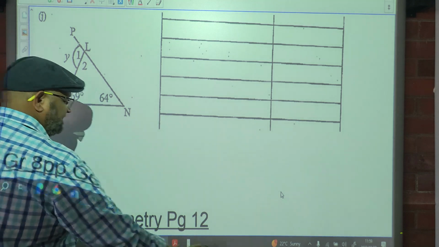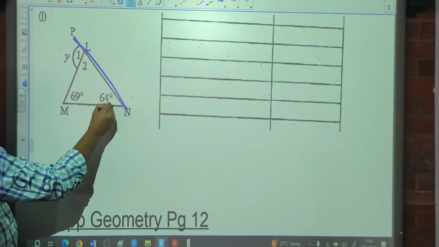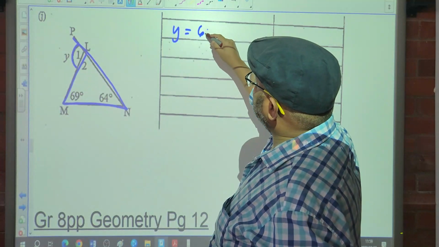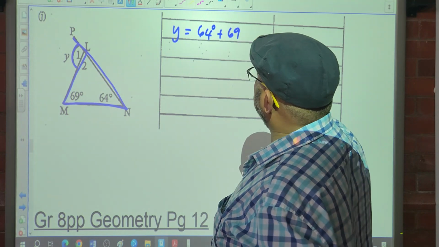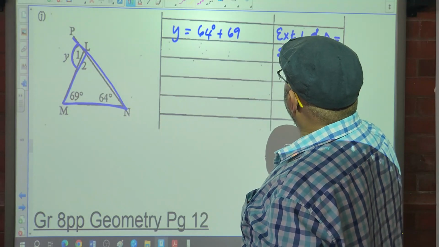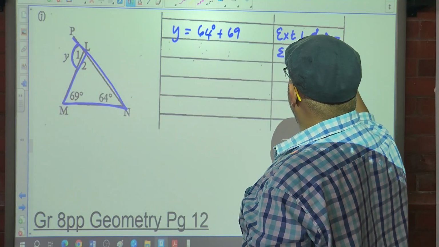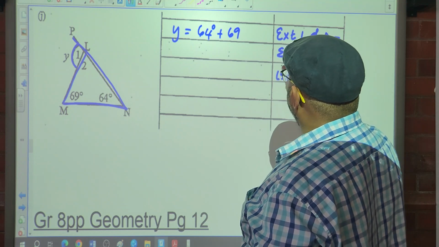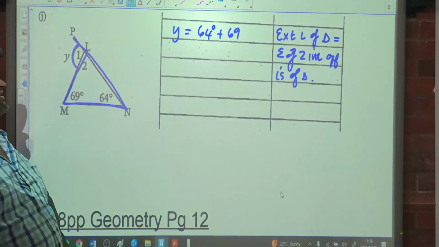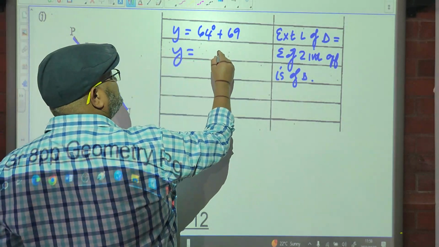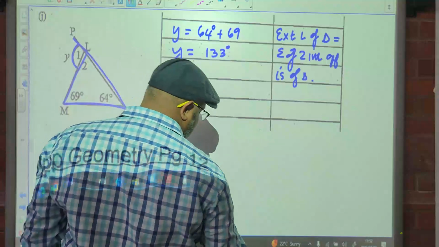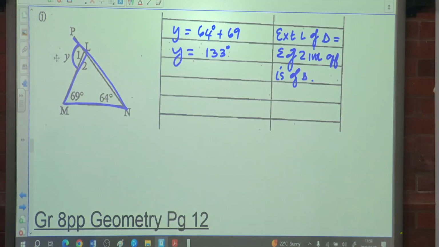This is also that case where the exterior angle is equal to the sum of the two interior opposite angles, not so? So we can say y is equal to 64 degrees plus 69. Why? Exterior angle of triangle is equal to the sum of the two interior opposite angles. Okay, so what is that? y is equal to 133 degrees.